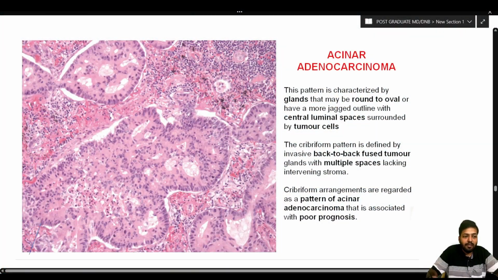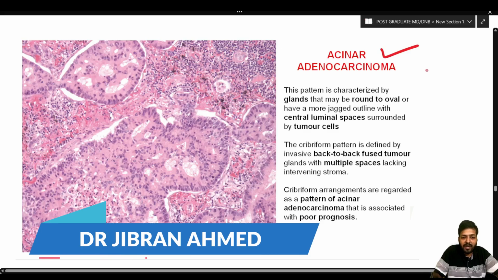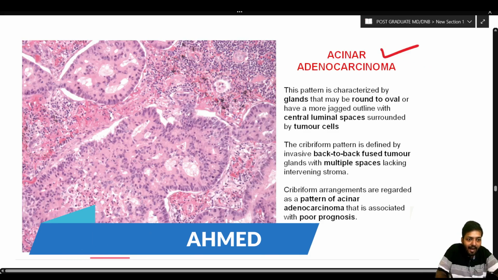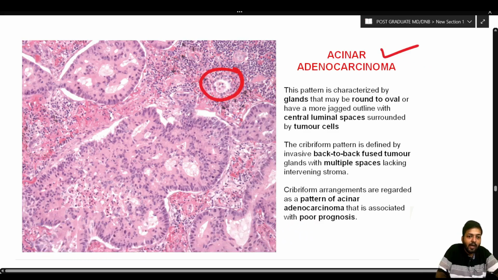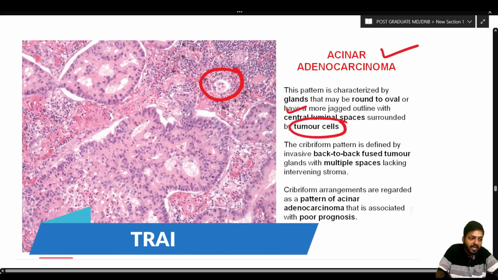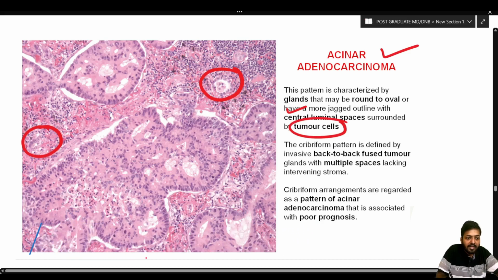Now we will see the acinar variety of adenocarcinoma. Over here you can see the round to oval variety of central luminal spaces surrounded by the tumor cell. You can see the glandular pattern over here. Okay, very important. Not only that, sometimes the gland is going to show back-to-back arrangement of the glands, giving rise to a cribriform pattern, as you can appreciate.